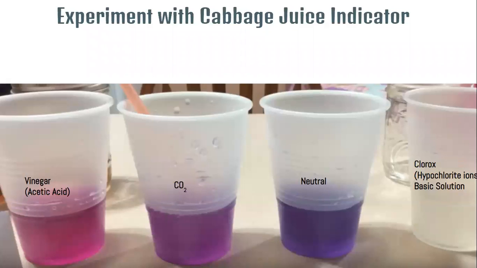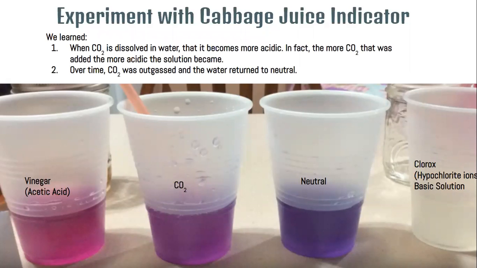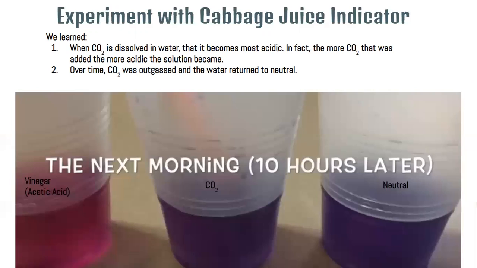We also did an experiment with cabbage juice indicator, and we learned two things by doing this experiment. The first thing we learned is that when carbon dioxide is dissolved in water, it becomes more acidic. In fact, the more carbon dioxide that we add, the more acidic the solution becomes. And then the second thing that we learned was that over time, carbon dioxide was outgassed, and that returns the water to a neutral state.